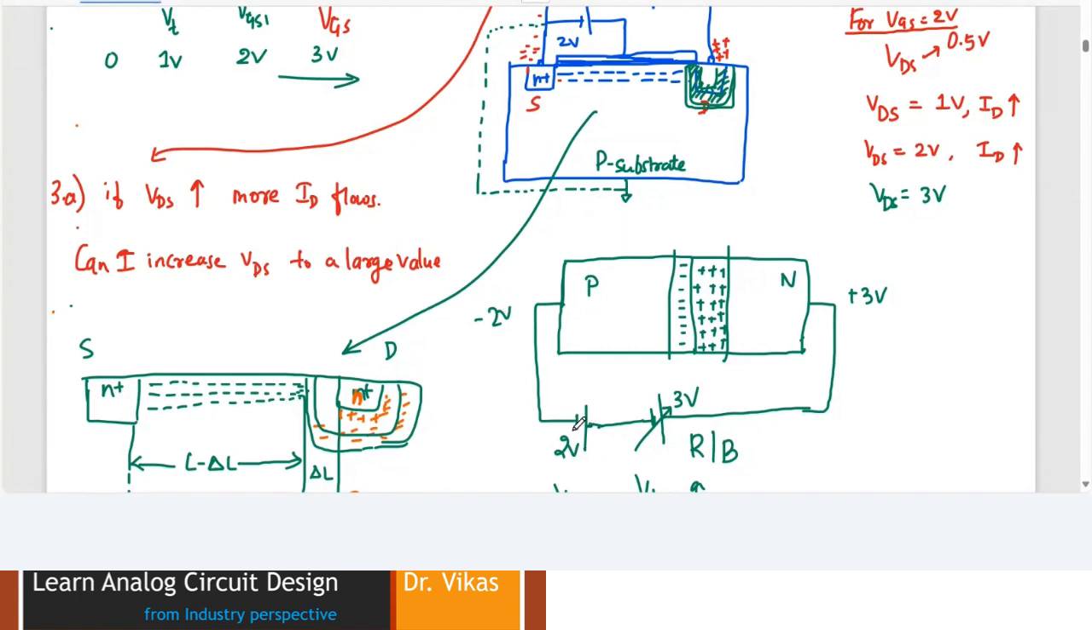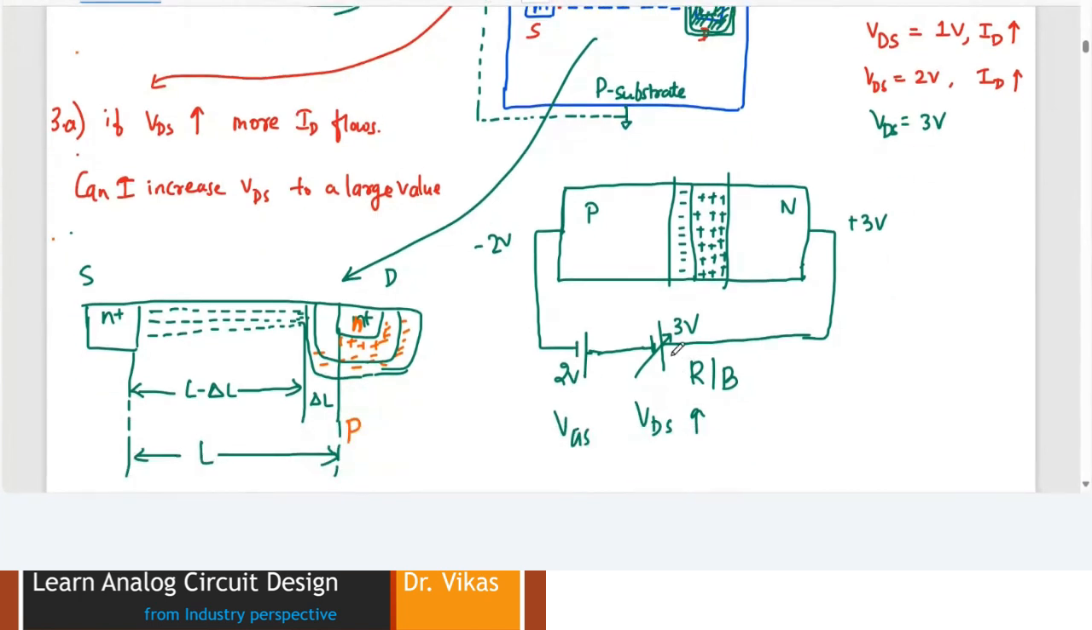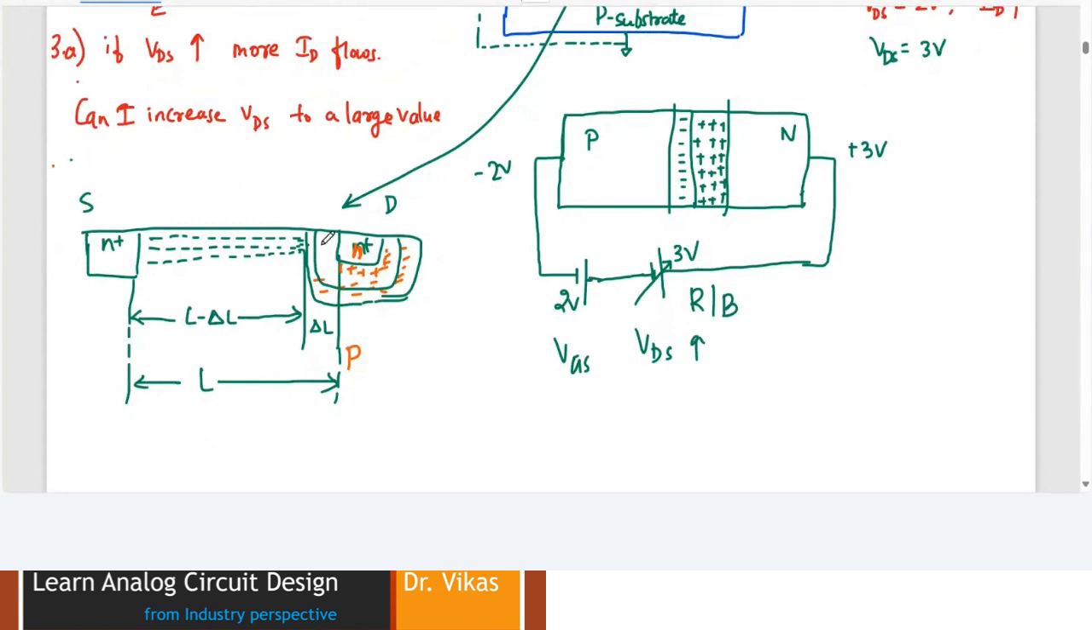This is already fixed. This is your VGS. But you are increasing VDS, that means you are pumping in more number of holes over here. Although it's reverse biased, it's imbalancedly reverse biased. The strength of your positive charges in the depletion region is more than the negative charges within the depletion region. The same I am going to depict it over here.